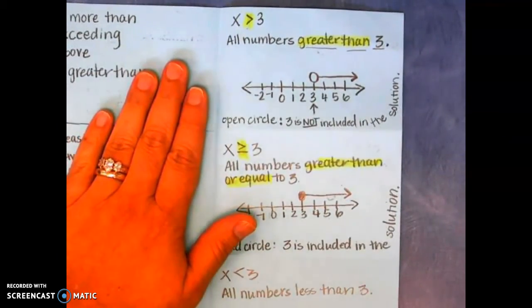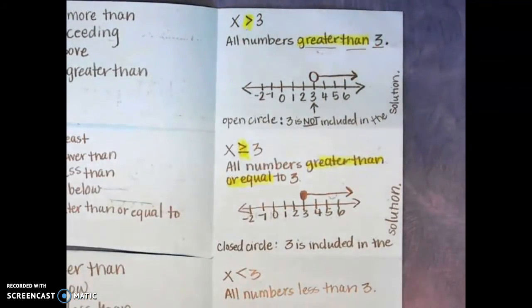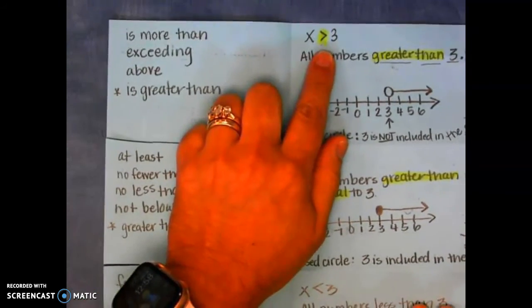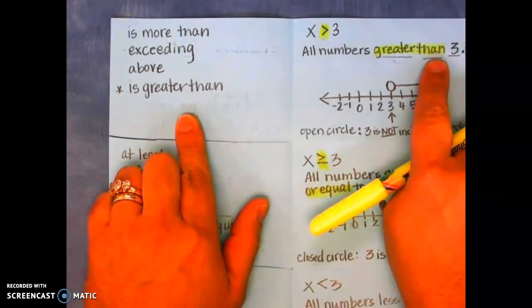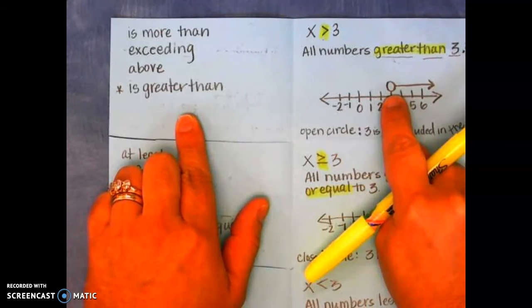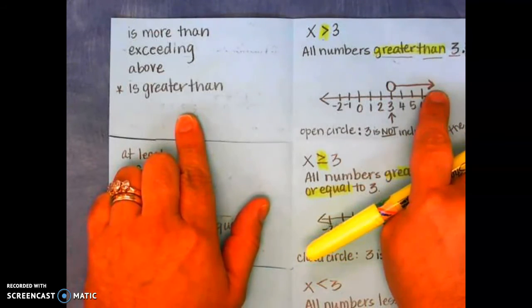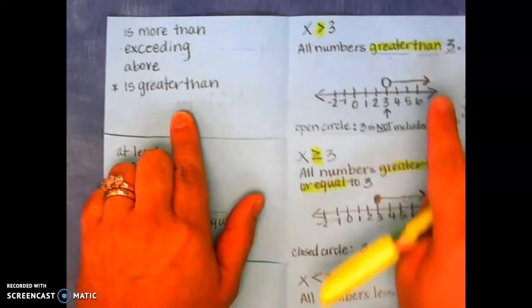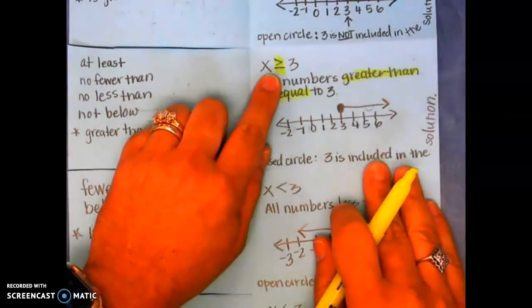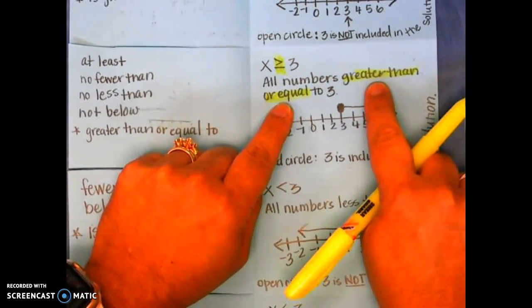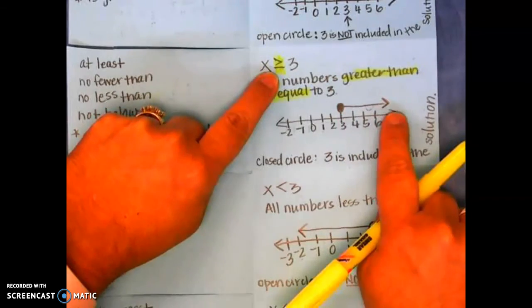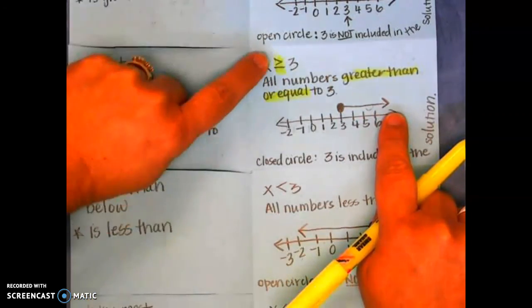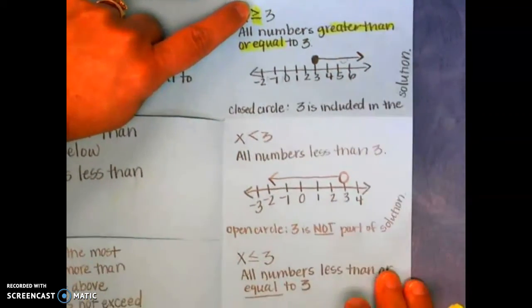Okay, so let's just quick review and then we'll be done. At the top, the first thing we have is our greater than symbol. We wrote it greater than. We used an open circle, and our arrow went to the right to show us bigger numbers. And the next one, we had greater than or equal to. Here we used a closed circle because of the equal sign, and again, the arrow went to the right because of the greater than symbol.